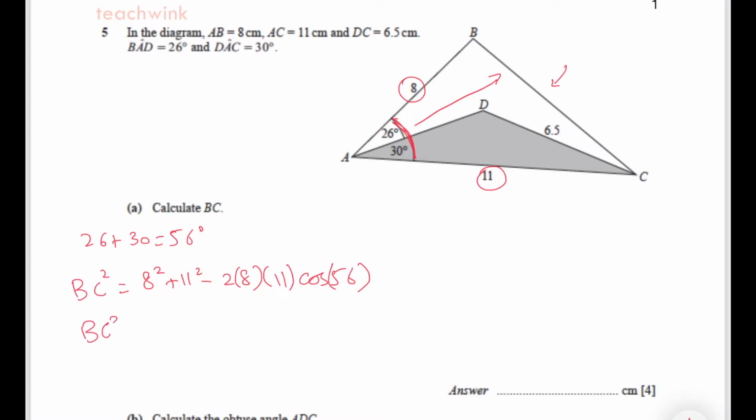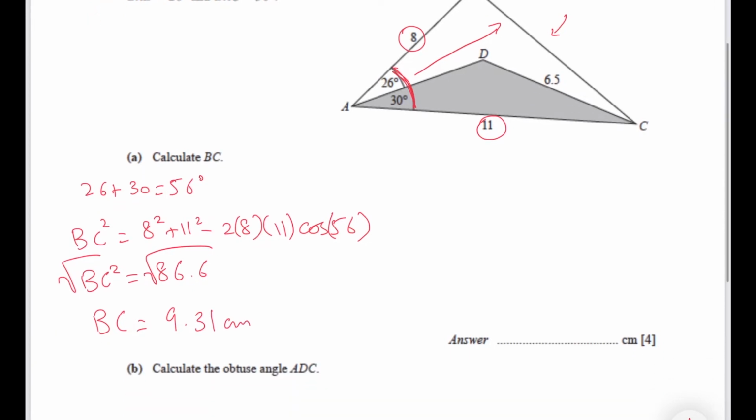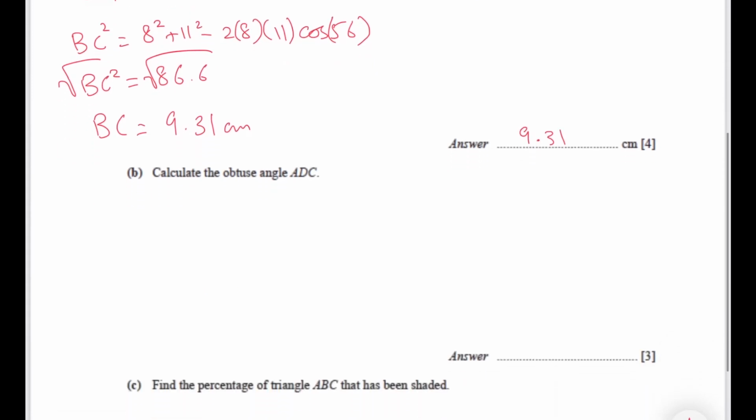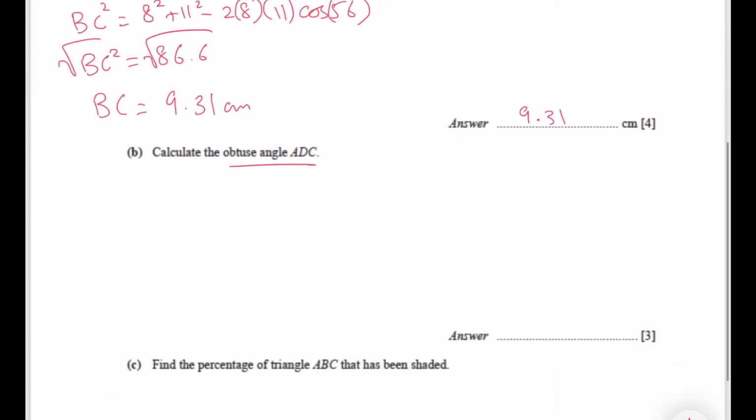So BC squared comes out to be 86.6. Now we find the square root of this. When we find the square root, BC comes out to be 9.31 centimeters. So our answer for the first part is 9.31 centimeters. The next part says calculate the obtuse angle ADC.